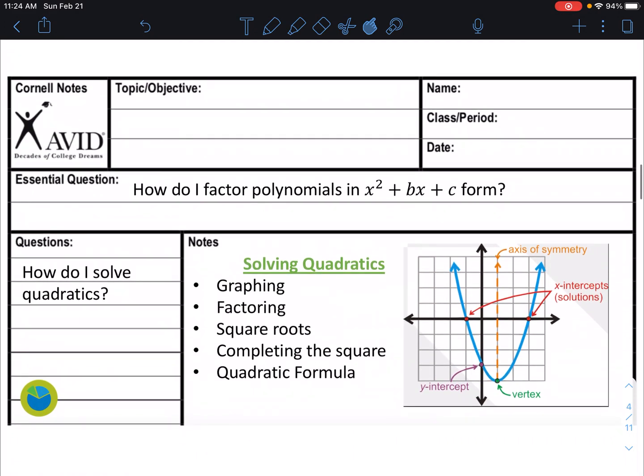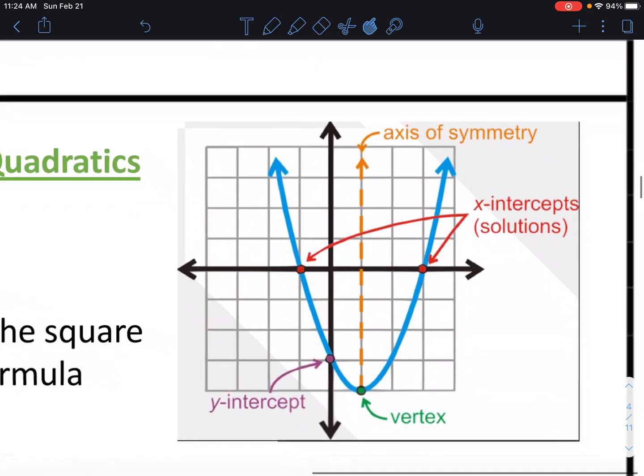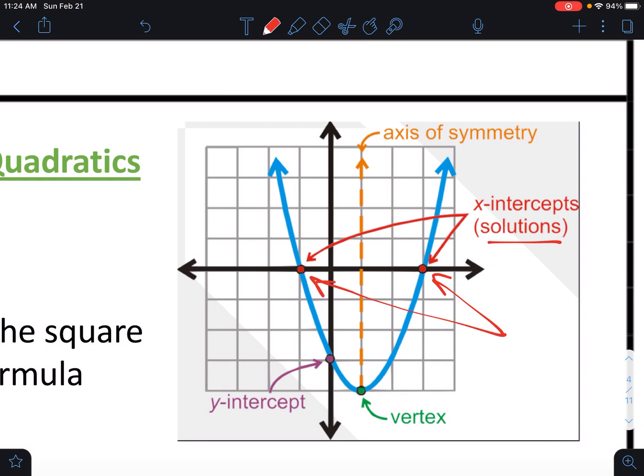Okay. So how do I factor polynomials in x squared plus bx plus c form? So those are quadratics. So we're really looking at how do we solve quadratics. Well, one of the ways that we can solve quadratics is by factoring. What is solving a quadratic? What that means, if you look at this picture, the solutions here, these are really your x-intercepts, okay? So when we're finding or solving a quadratic, we're really looking for where y is equal to 0. Those are called x-intercepts, right? So solutions, that's what we're trying to find.